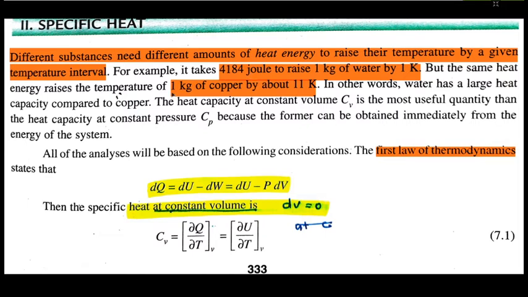And the empirical truth is that when 1 kg of copper is taken and the same amount of heat is given, the rise of temperature is about 11 Kelvin, which is 11 times higher. That means the rate of absorption of heat by copper is much higher than the rate of absorption of heat in water.